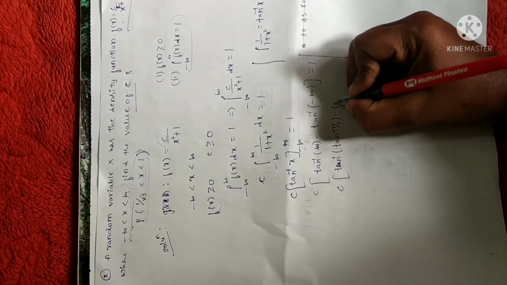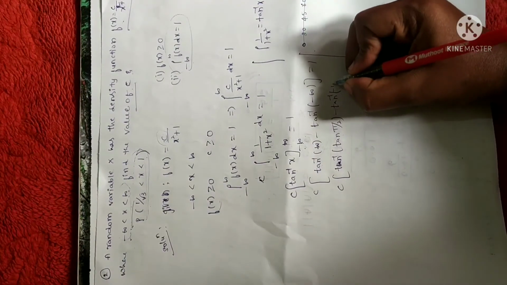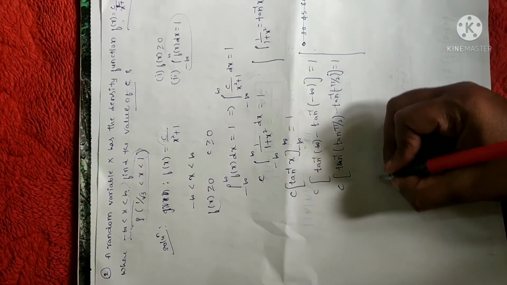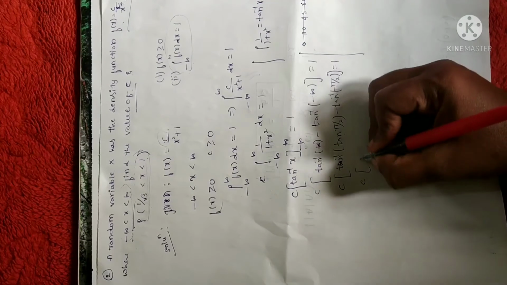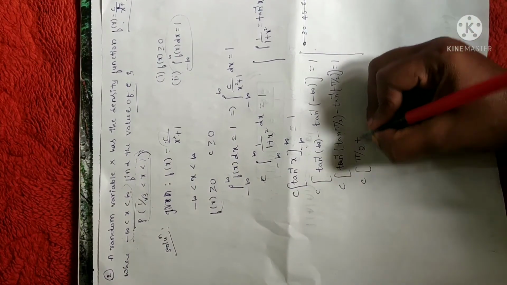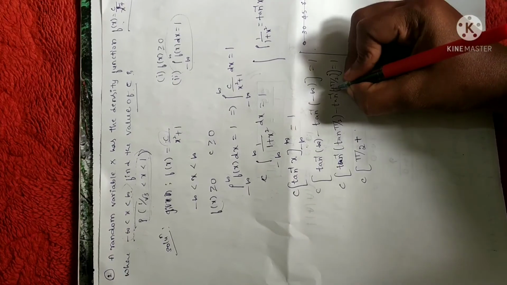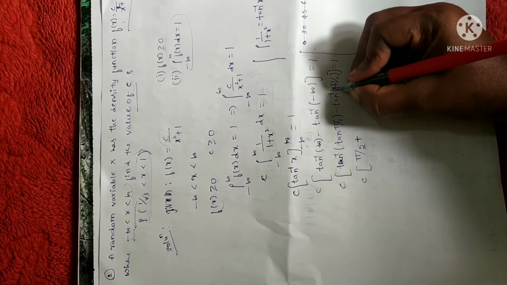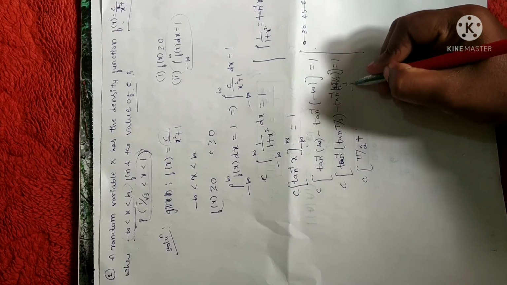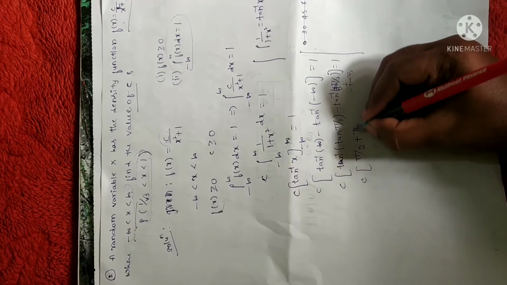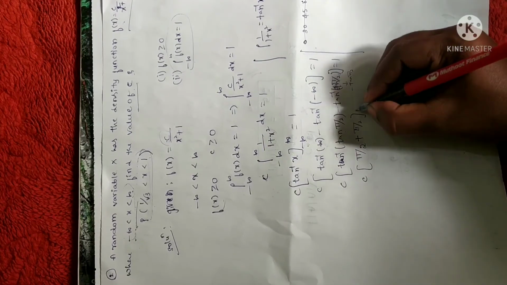I can write infinity as tan pi by 2, minus tan inverse of minus infinity is none other than minus pi by 2, which is equal to 1. So I'll write here c times tan inverse and tan get cancelled. You will get pi by 2 here, plus, minus of minus will become plus, minus tan pi by 2. Make sure that this is minus tan pi by 2. Fine. So minus of minus will become plus. So tan inverse and tan get cancelled. You will get pi by 2 plus pi by 2 is equal to 1.